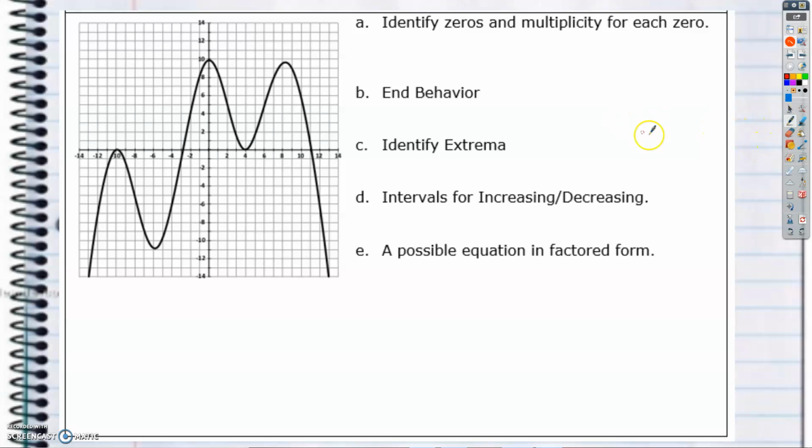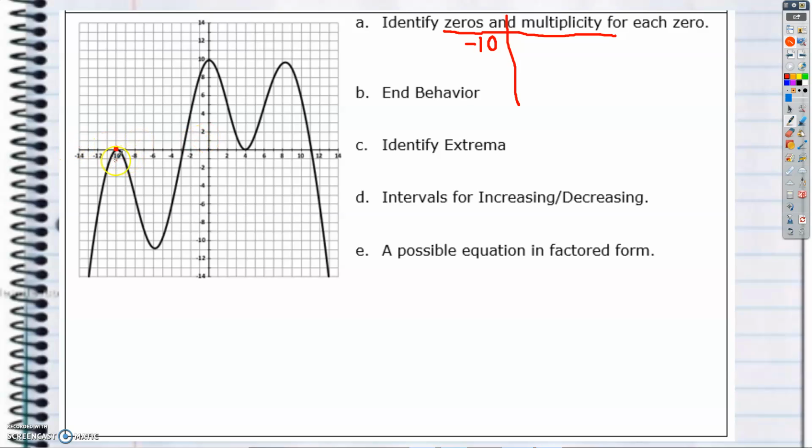Example number 2, just in case you need another example. So first off, we're going to identify our zeros and the multiplicity for each zero. So I'm going to make a little table. Okay, so I'm going to first look at my first zero. It doesn't really matter which order you put in the zeros, but I'm just going to do it from left to right. So my first zero right here is at negative 10.